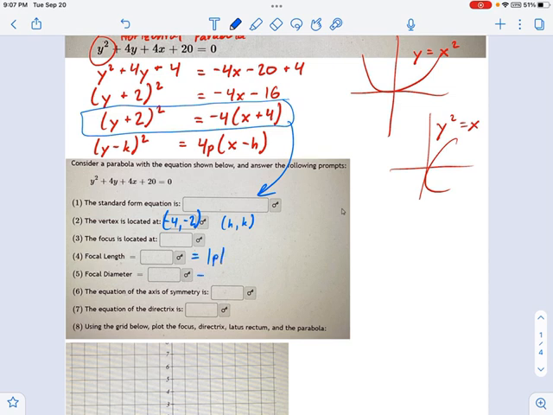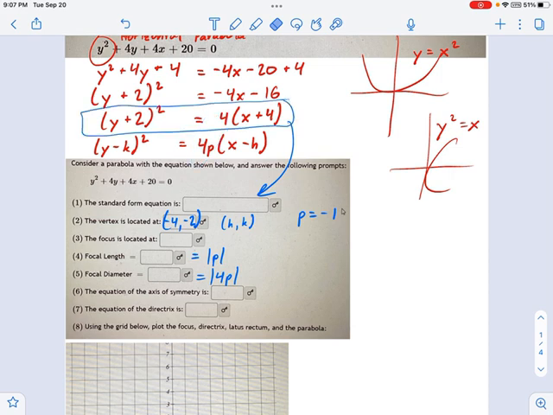Now, that is the absolute value of P. This is the absolute value for P. Okay, so we're going to fill those in. But P is what I'm focusing on right now. P is equal to negative 1, according to that standard form equation. That's the other really important part of this.